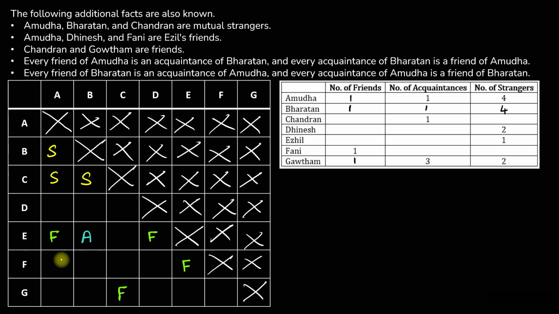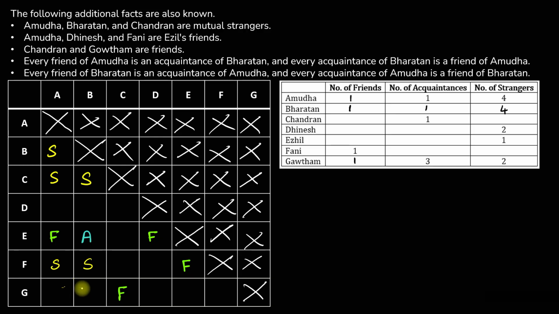So the only way F can be related with A and B is that F is a stranger to both A and B. And the same logic applies for G also. G can have only one friend, and that friend is C. So G cannot come over here.